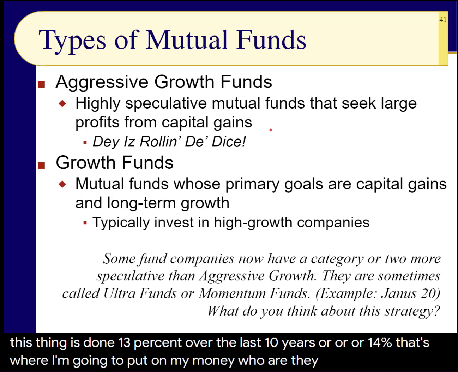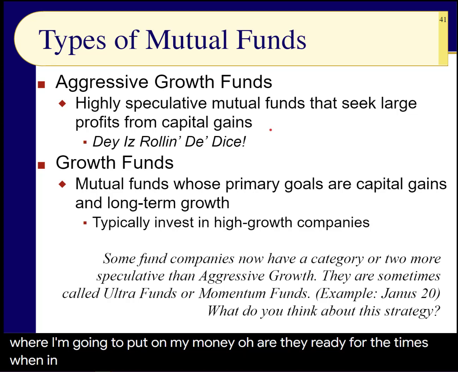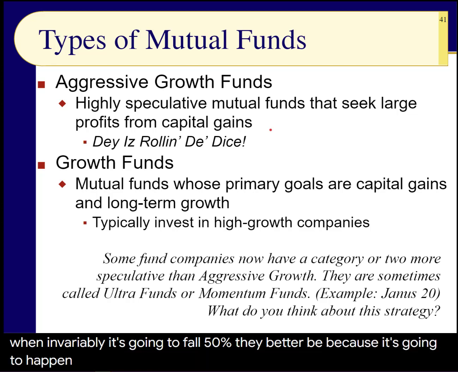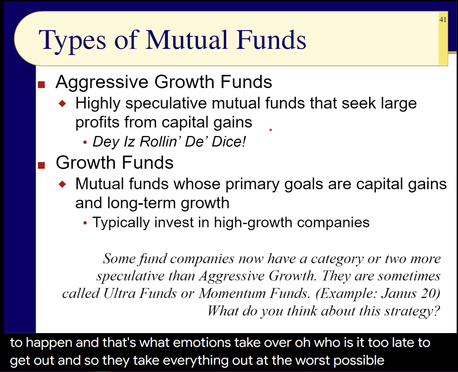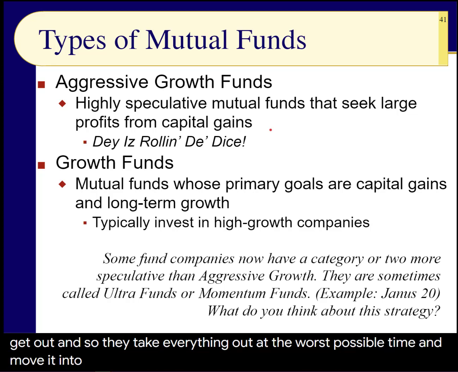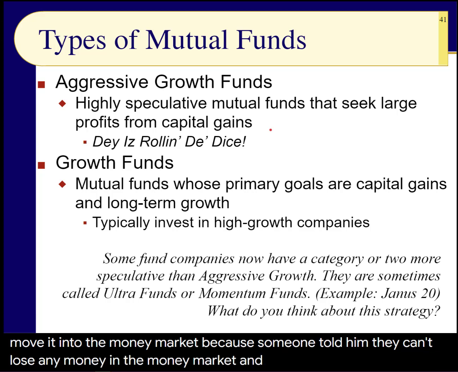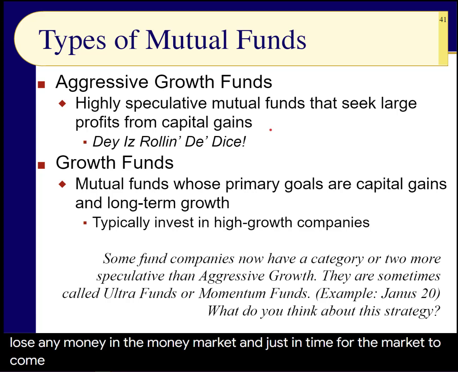Ooh, are they ready for the times when invariably it's going to fall 50%? They better be, because it's going to happen. And that's when emotions take over. Ooh, is it too late to get out? And so they take everything out at the worst possible time and move it into the money market because someone told them they can't lose any money in the money market, and just in time for the market to come back. So that is why we want to temper your enthusiasm.